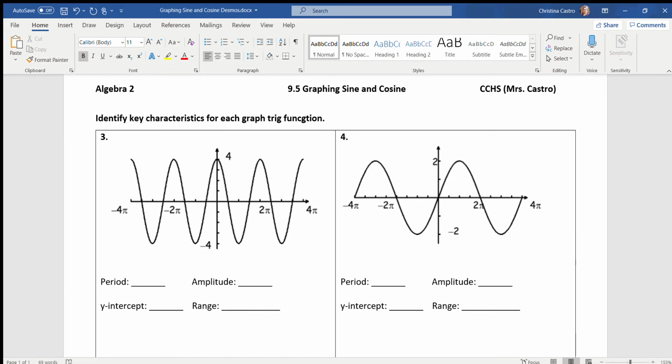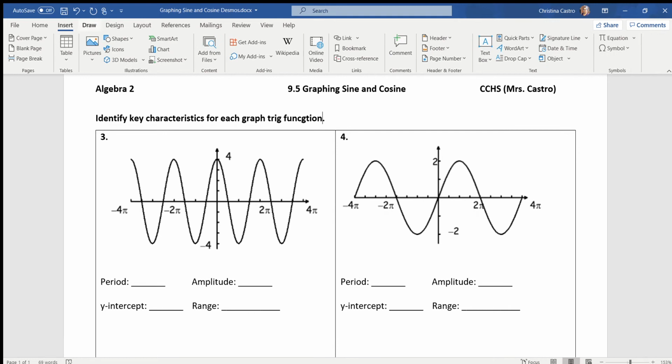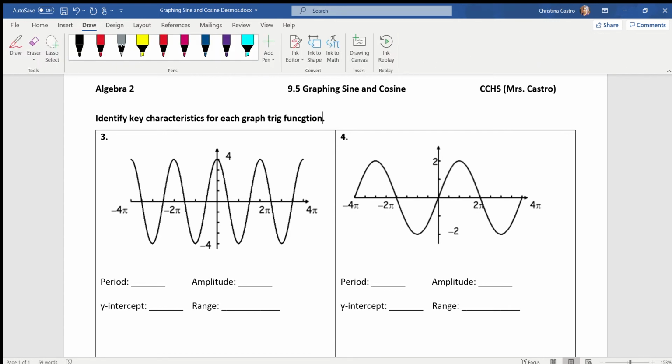So we're still on 9.5 graphing sine and cosine, but what I thought I'd do is show you guys how to identify key features on graphs if you already have the graph. Some of your questions on Edgenuity ask you to do this. So I have a couple of trig functions here, and we want to find the period, the amplitude, the y-intercept, and also the range for each of these graphs. So let's go ahead and start off with example 3 here. I think I left off on example 2 on the board.